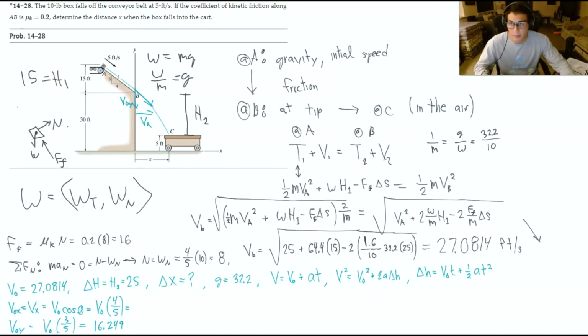And then what do we get for the other one? And then we get 21.665. Again, this is coming in this direction, and this is coming down in this direction. Okay. So should we assume gravity to be our positive direction? Yes, we should, right? We should consider coming down as our positive direction.